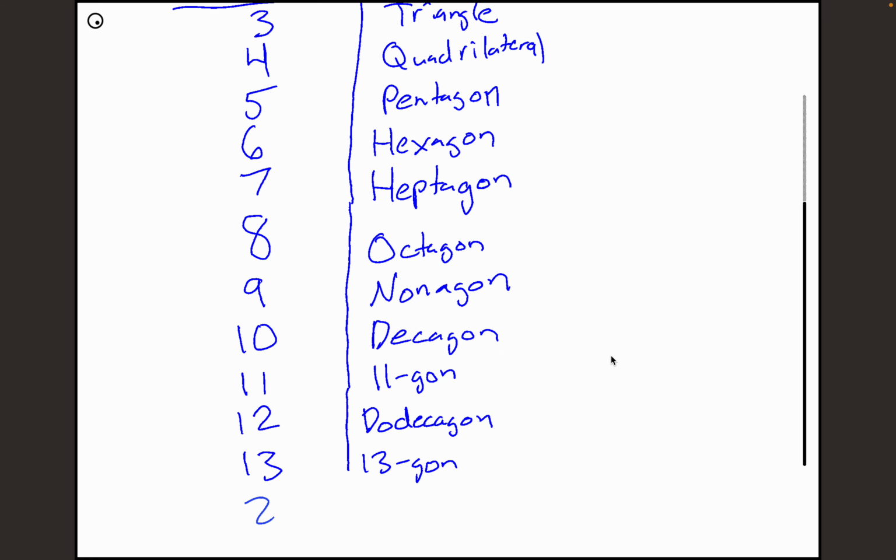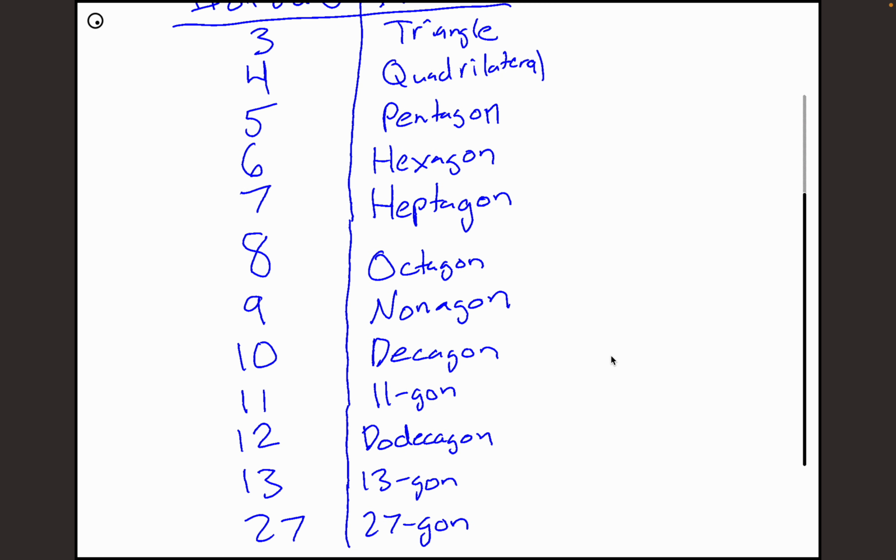If we put 27, what is it going to be? 27 gone. Okay, you need to have all these written down. So that way you just know. Anytime it's 13 or over, it's dash gone with that number. And then 11 is 11 gone.